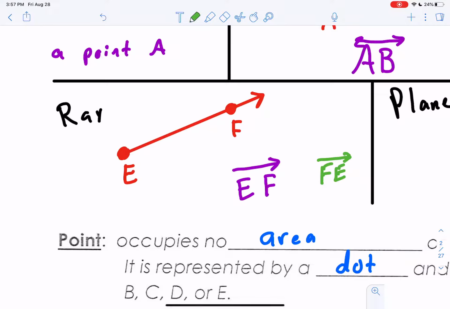this would not be the exact same thing, because this is saying that this particular ray starts at F and then goes through E. That would start here and then go forever in this direction. So you can't switch the order of rays. For rays, the order is important. When I see that E underneath the part without an arrowhead, that tells me that E is the endpoint.